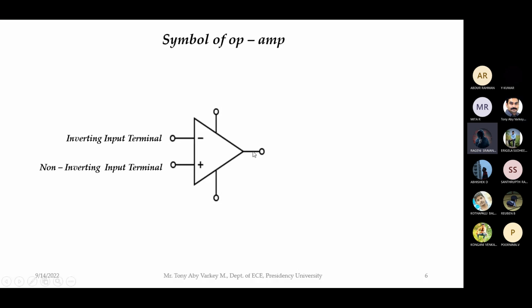And what will this right side be? It is the two inputs and what? This terminal will be the output terminal. Okay, this will be the output terminal, and these two are the supply voltage which we have to give. It is usually named using plus VCC and minus VEE.